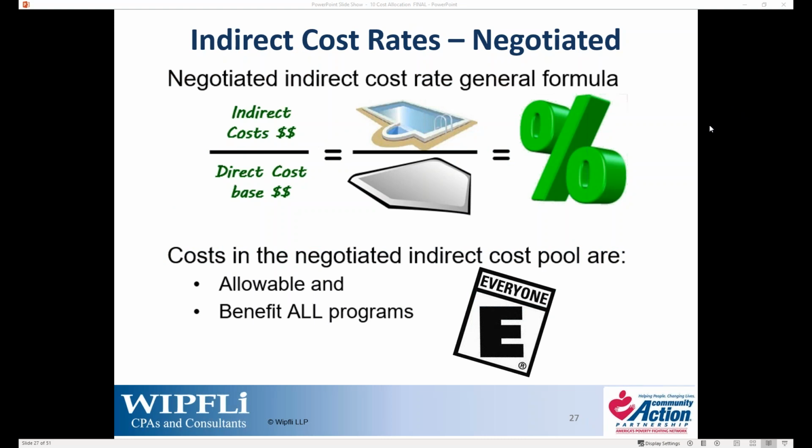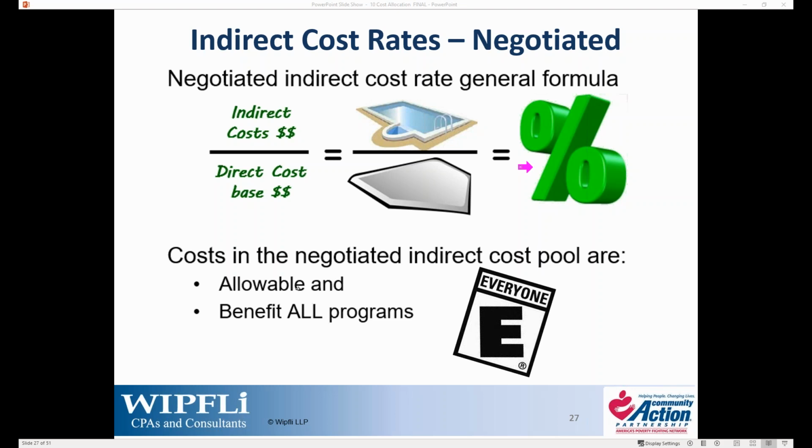So how do you calculate your rate? Well, you take your indirect costs that go in your pool. These visuals are kind of fun. And you divide it by your base, your direct cost base, to come up with a percentage. And that percentage is used to allocate to everyone.